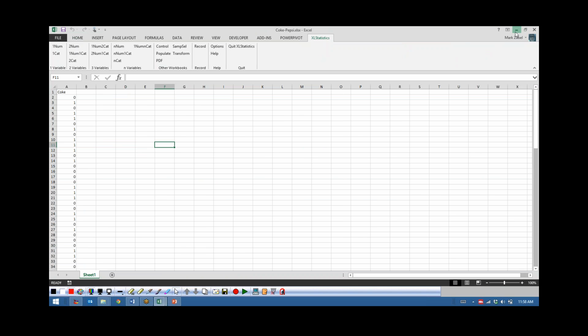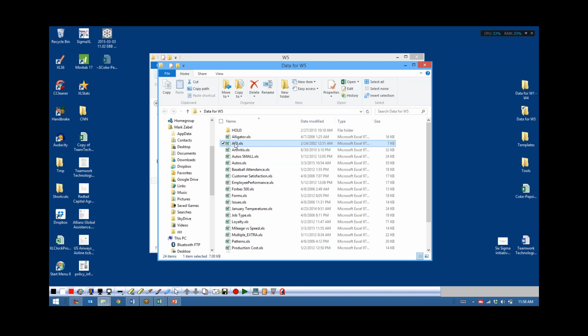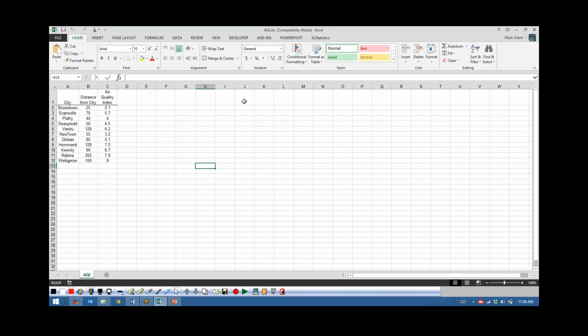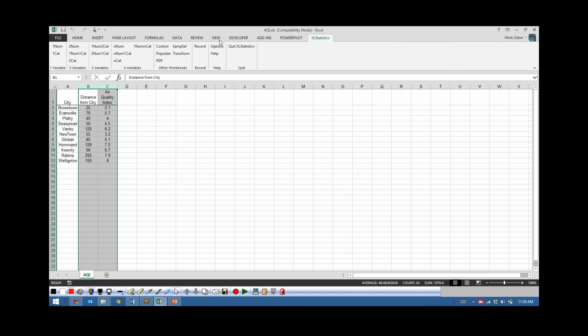So let's see, AQI. In this case, I've got a bunch of cities in Australia, and I'm testing the air quality index. I want to see if air quality can be explained by the distance from the nearest city. So let's see if we can do a 2-Num analysis on that. Let's go ahead and do that.